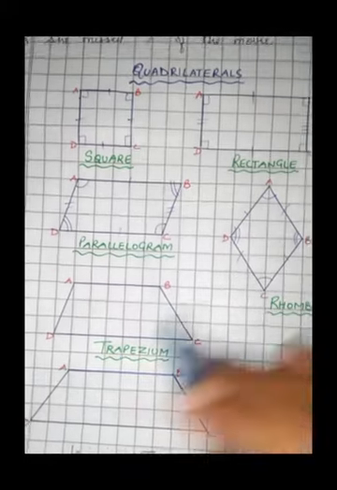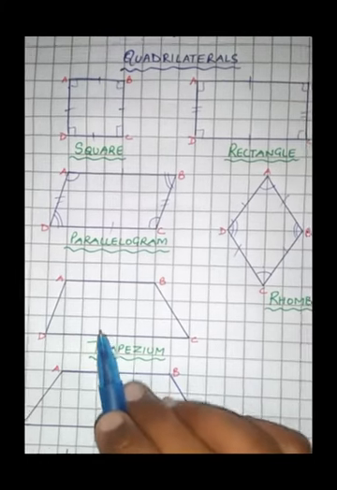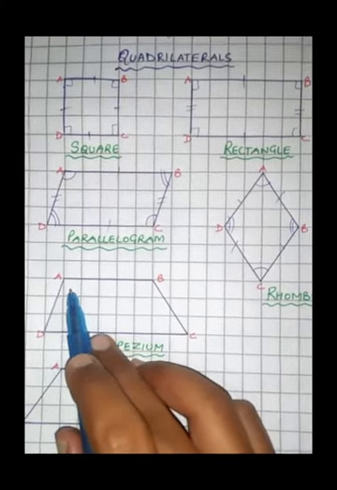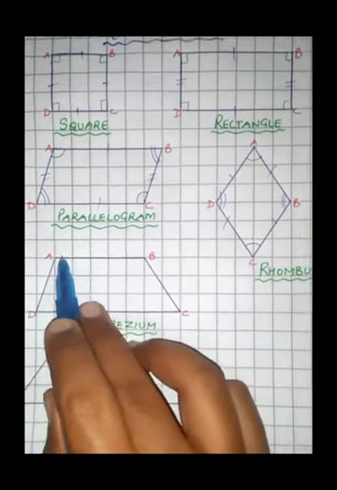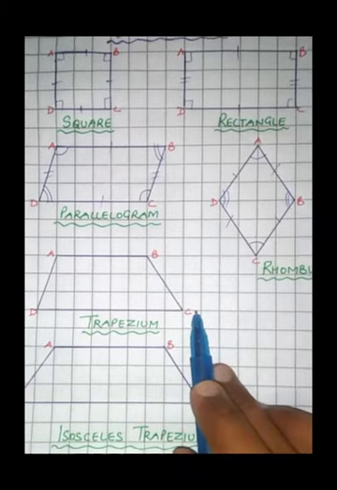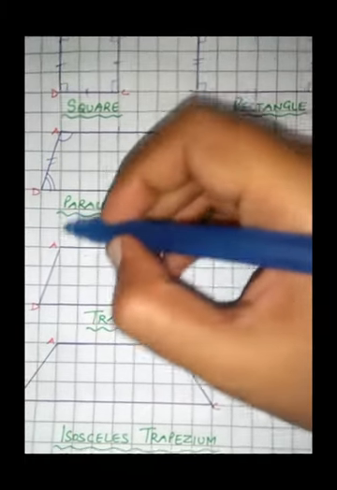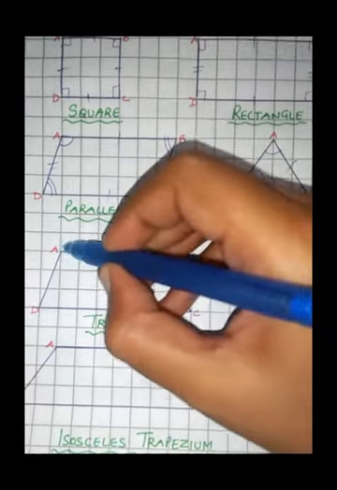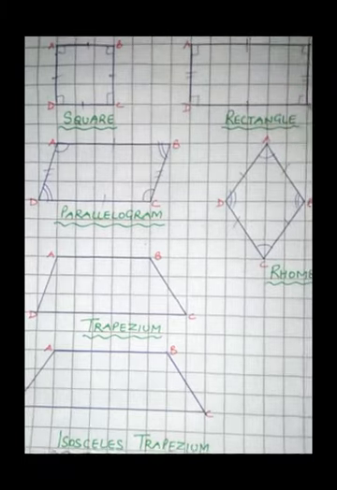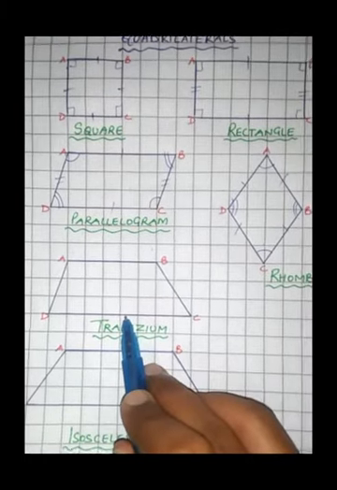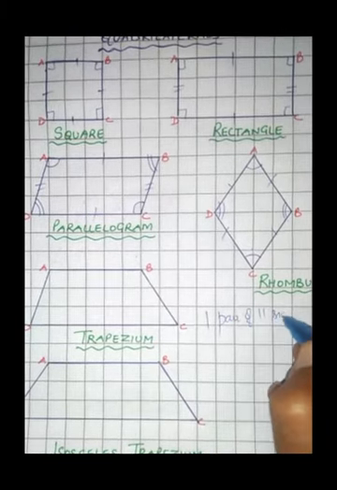Okay, now moving forward to the next quadrilateral, this is known as a trapezium. This is a quadrilateral where there is only one pair of parallel sides. One pair of parallel sides means just see AB and DC. Only these two sides are parallel. If you extend them, they will never meet each other. But if you extend AD and BC, they will somewhere meet. So a trapezium is a quadrilateral which has only one pair of parallel sides.